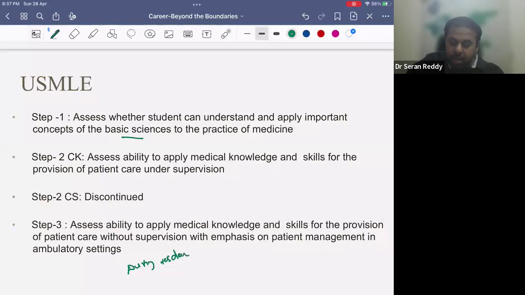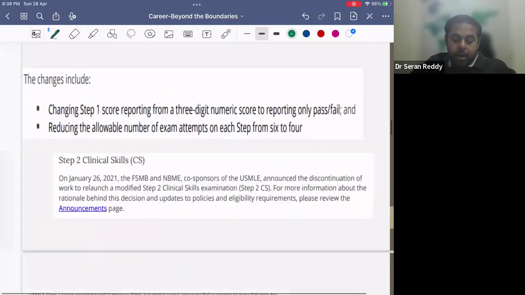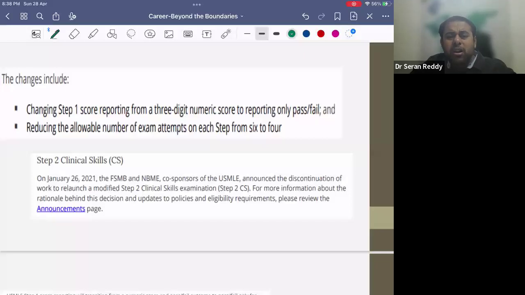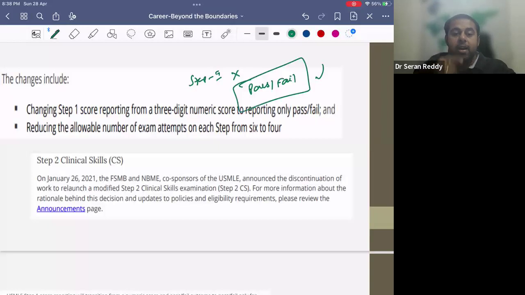But now because of the increased competition, people are preferring to get it done before, because many matching programs are also looking at whether they have completed Step 3 or not. So though it is not mandatory, people are doing it. The most important changes which happened in 2020 and 2021: earlier there was a Step 1 score and a Step 2 score. Now they removed the Step 1 score. It's only pass or fail for USMLE Step 1. And the number of attempts of each step was decreased from 6 to 4. This is very, very important.